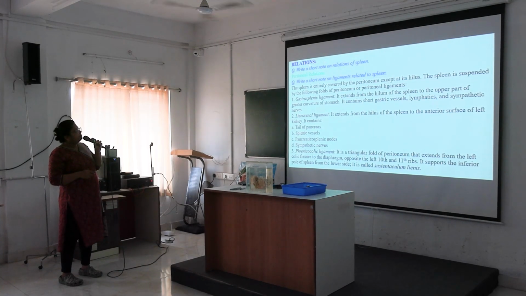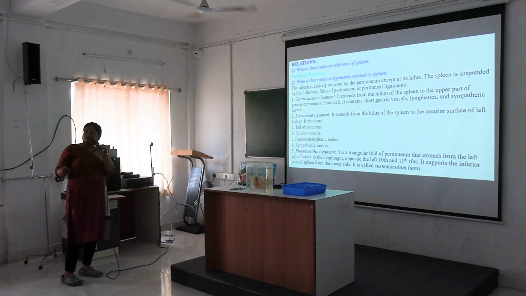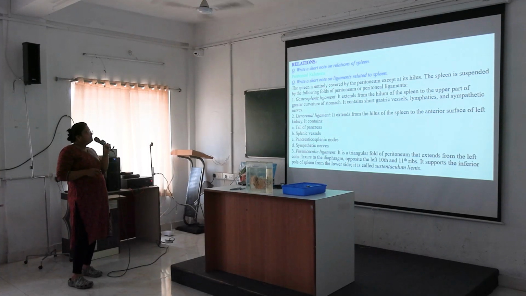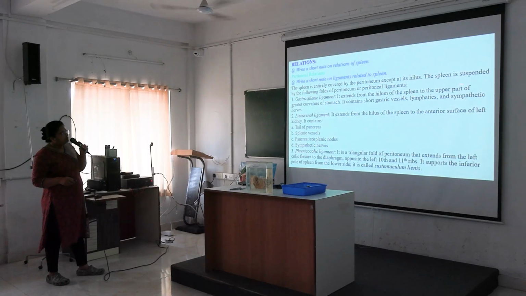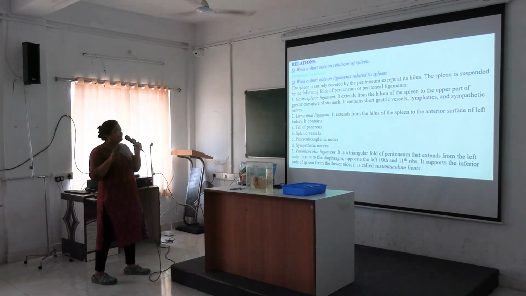Okay, next we are going to the relations of the spleen. First, the peritoneal relations that will form different ligaments. The spleen is entirely covered by peritoneum except at its hilum, and thus it is suspended by the following folds of peritoneum or peritoneal ligaments.